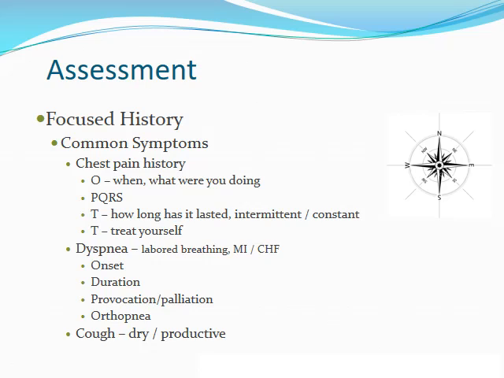When you start focusing on your history, remember all of those acronyms. Remember the O, P, Q, R, S, T, and T. So we've added a T to the end of it. So onset is when it started and what you were doing. Was I shoveling snow and I started getting this chest pain, mowing the grass, physically exerting myself? So provocation, what makes it better or worse?